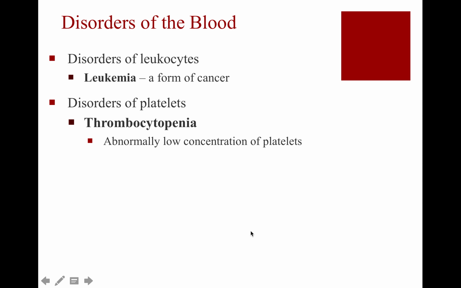If you do talk about leukocytes as far as the blood disorders, the most common one is known as leukemia, which is a form of cancer, and there is abnormal growth in the form of your white blood cells. And if we're talking about platelets, we have thrombocytopenia, which is abnormally low concentration of platelets. In such cases, if people have any sort of cut, it takes a long time for them to stop bleeding. So they basically have an excessive amount of bleeding.